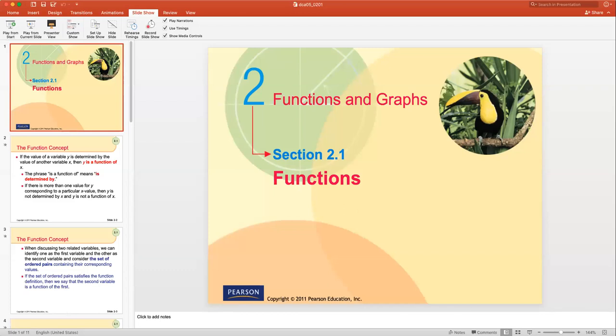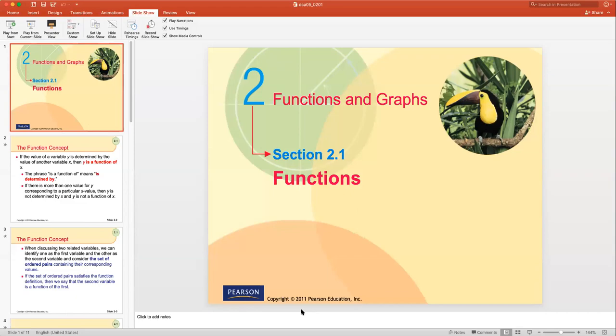All right, so chapter 2, I'm gonna cover section 2.1, functions. I know some of you already know about functions, but all throughout chapter 2, we're gonna focus on studying functions.